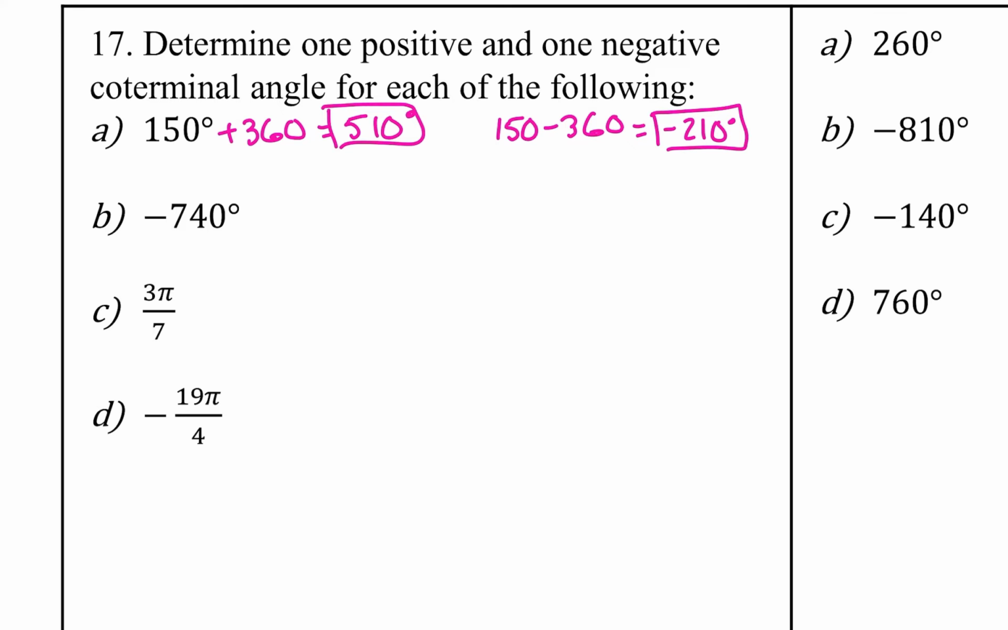Now, this one's a little bit weird because it's negative 740. So I know I'm going to need to add 360 to it to get it somewhere closer to a positive.